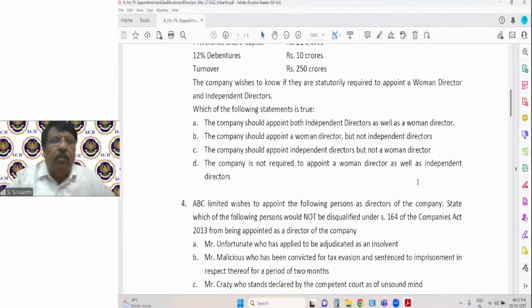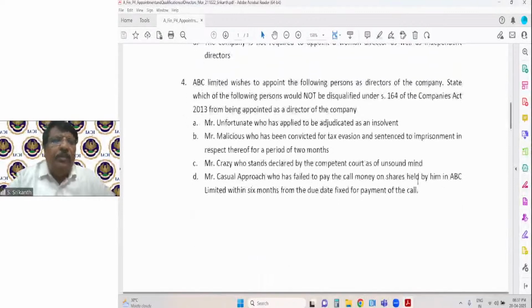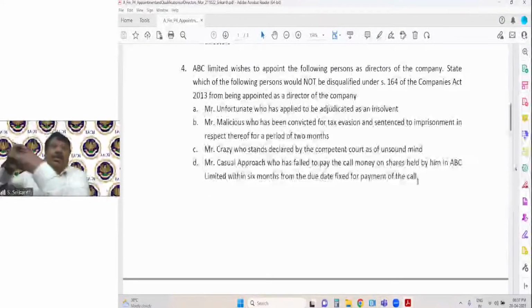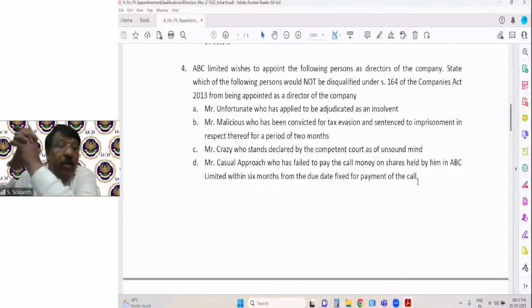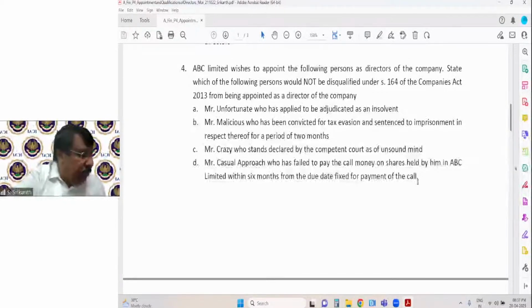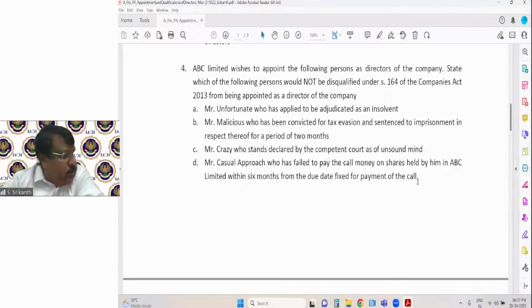ABC Limited wishes to appoint the following persons as directors of the company. State which of the persons would not be disqualified under section 164. Would not. Please always note, would not. Correct. 3, no women. Yes, independent. Wow. 4, ABC Limited wishes to appoint.